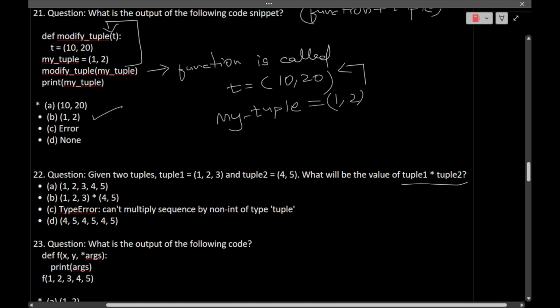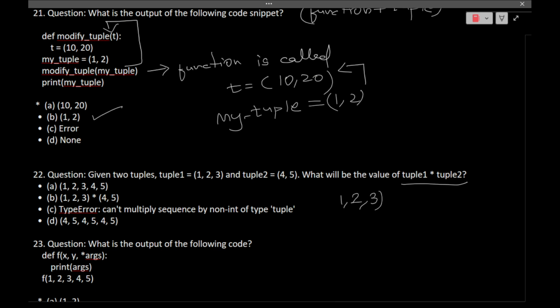What will be the answer? Just try to figure out. Tuple 1 is 1, 2, 3, and tuple 2 is 4, 5, and here we do have an asterisk. What will happen? Just think.